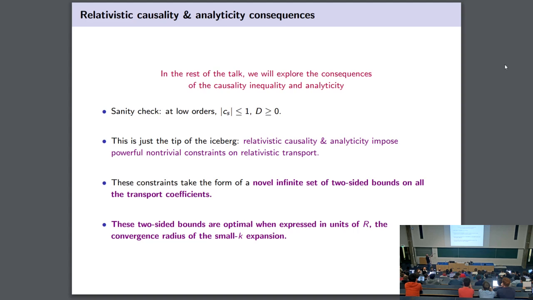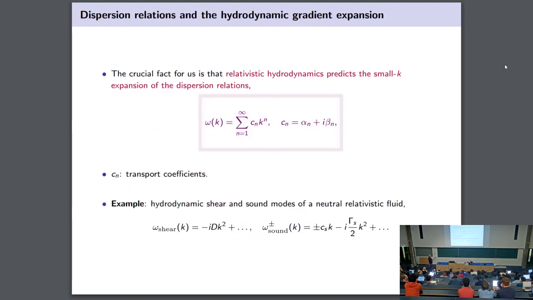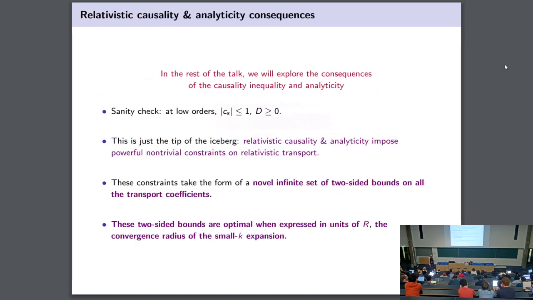But these two elementary consistency checks are just the tip of the iceberg, because it turns out that relativistic causality and analyticity impose powerful constraints on relativistic transport at all orders. And these constraints, as I think I already mentioned, but I will remind you, will take the form of a novel infinite set of relational two-sided bounds on all the transport coefficients. And these two-sided bounds are going to be optimal when expressed in units of capital R, which is the convergence radius of the small momentum expansion that I introduced before.